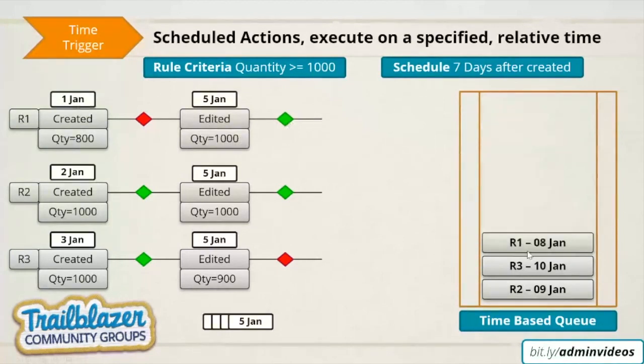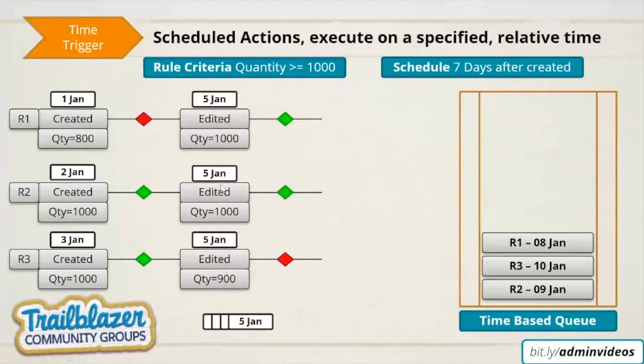So we would get one more record in the queue for record number 1 getting fired on 8th of Jan, because the record was created on 1st Jan. Even though it was modified on 5th Jan, it would be triggered on 8th Jan because the schedule is 7 days after created. If the schedule was to say 7 days from the point it is triggered, then it would be 5th Jan plus 7 days and go on that date. But currently the trigger is tied to the created date. That's why it's going to go on 8th of Jan.